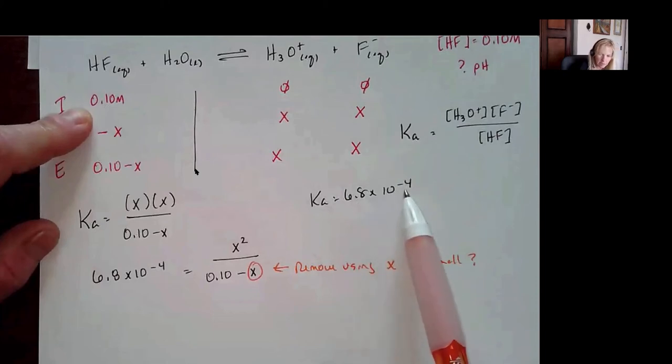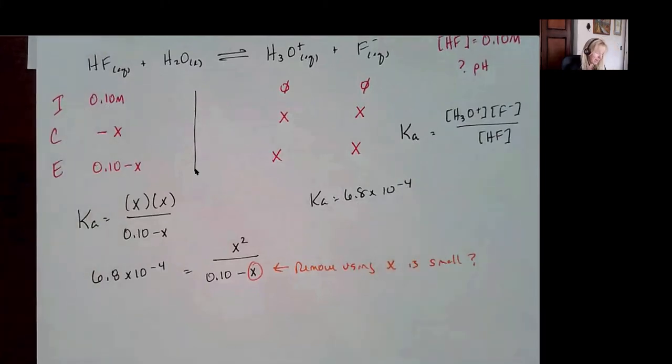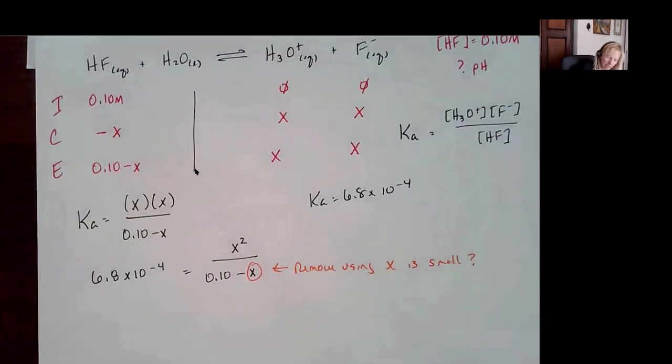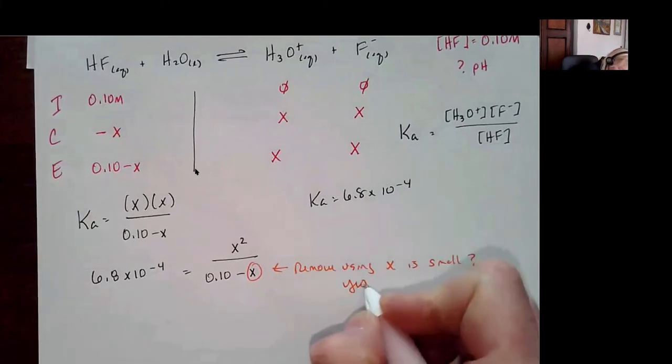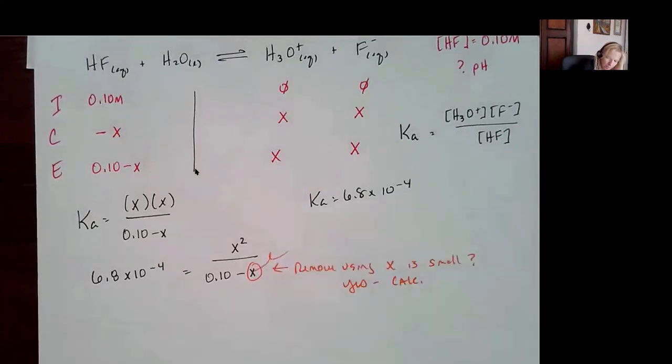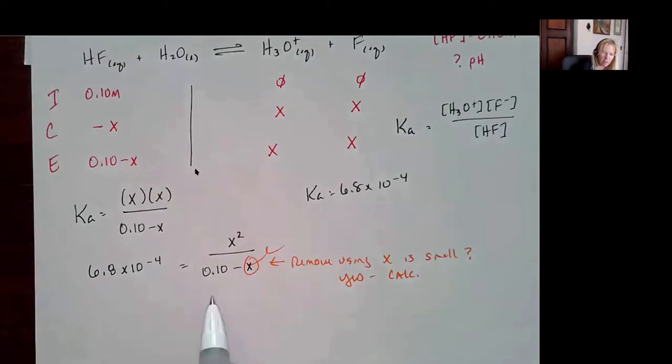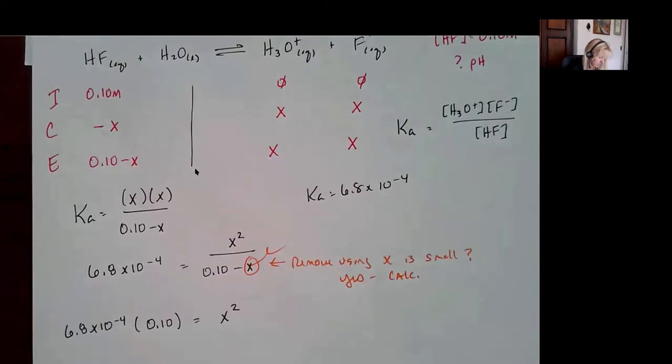This goes to 10 to the minus 4, so that's right on that cusp. So I'm going to say yes, and I'm going to remove this, and I'm going to calculate. So I'm going to remove that X, which is going to keep me from having to do a quadratic equation. See how much easier that math is? And then when I take the square root of that, that's going to give me an X of 8.246 times 10 to the minus 3. So that's my X. That's how much things have gone down.